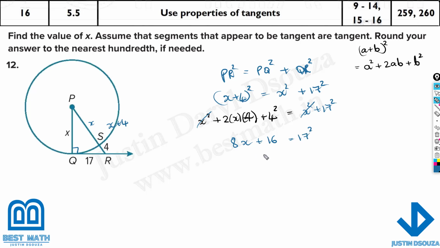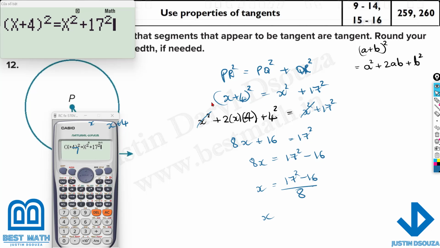And now take the 16 to the other side. It's going to be 17 squared minus 16. That is 8x, and x is equal to 17 squared minus 16 divided by 8. You just put this all in the calculator, you get the answer. Now you do not need to be so elaborate on all these steps. Hardly 2 steps and directly the answer from the calculator is also enough.